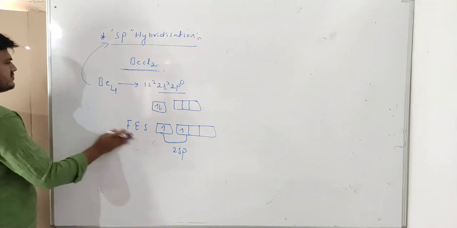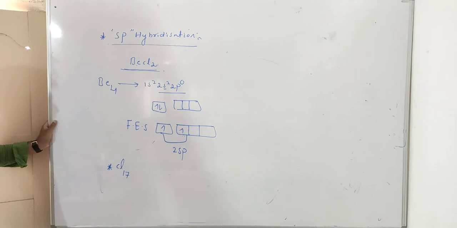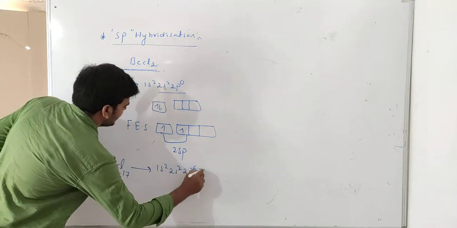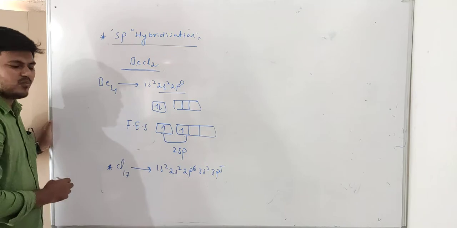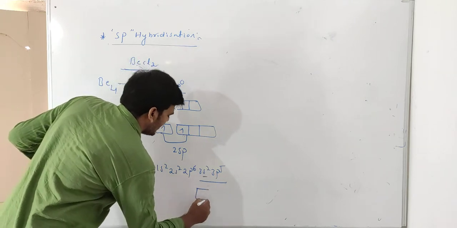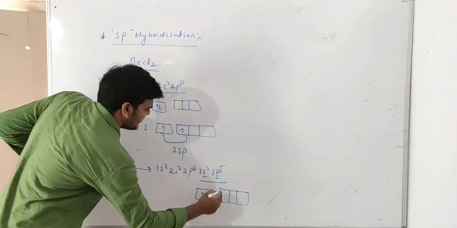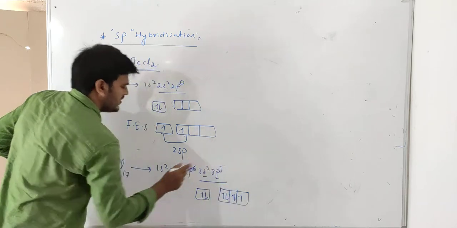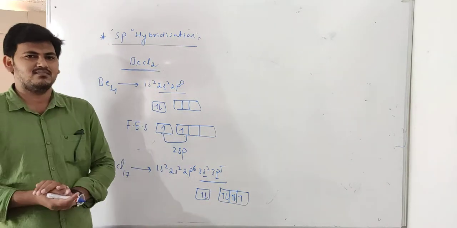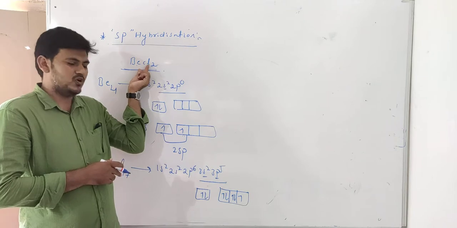Chlorine has atomic number 17, and its electron configuration is 1s2, 2s2, 2p6, 3s2, 3p5. The outermost electron configuration is 3s2, 3p5. Very simple: one s orbital and three p orbitals, px, py, pz. 3s2 has 2 electrons, and 3p5 has 5 electrons. Clear? Every chlorine has one unpaired electron, that means a single electron. Total chlorine atoms are 2, so the total unpaired electrons are 2.